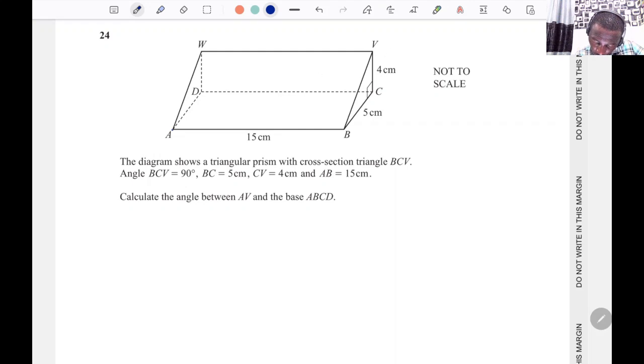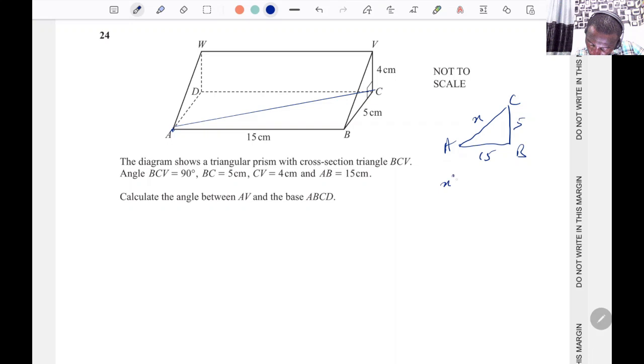The first thing to do is to get AC first. Let me try and put it in order. With this, we need to calculate the angle between AV and the base ABCD. Since we have gotten this, we can bring it out and say, okay, we have a right angle. We have something like this. What we're calculating here is 5 and 15, because that is my AC that I'm looking for. So I'll use Pythagoras theorem to find what this is.